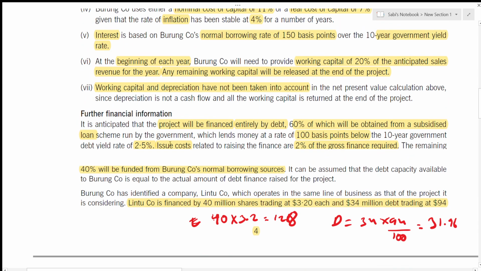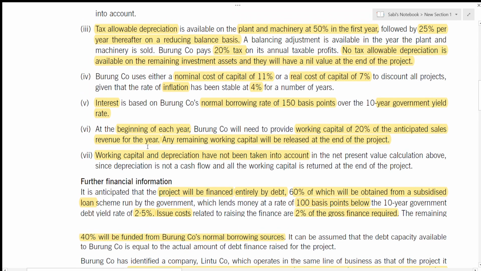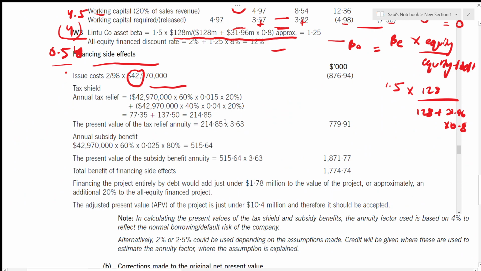Right, so here the 10-year government debt yield rate is 2.5. Okay, just remember that, and let's go up and see. Interest is based on borrowing company's normal borrowing rate, okay, of 150 basis point over the 10-year government yield rate. So the 10-year government yield rate is 2.5%. This is 150, that means 1.5% more than 2.5. That means it will be 4%. This is how they have got the 4%. Right? So that's why they have applied 4% for the other 40% here. Just check 0.04. And they have added both this and they have got this.